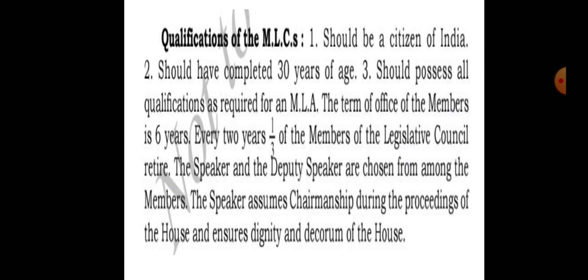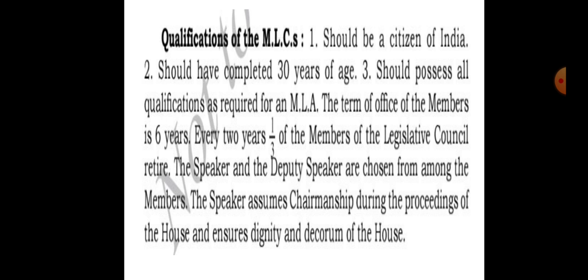Now, what are the qualifications required to become a member of the legislative council? Firstly, he should be a citizen of India. He should have completed 30 years of age, and he should possess all the qualifications required to become an MLA. MLA means member of legislative assembly. The term of office of a member is 6 years. You have to just recollect how we discussed the qualification of Rajya Sabha. The same thing applies here also. Every 2 years, 1/3 of the members of the legislative council retire and another 1/3 enter into the upper house of the state legislature.